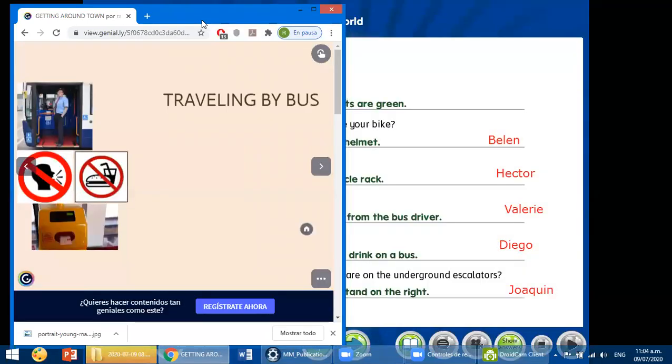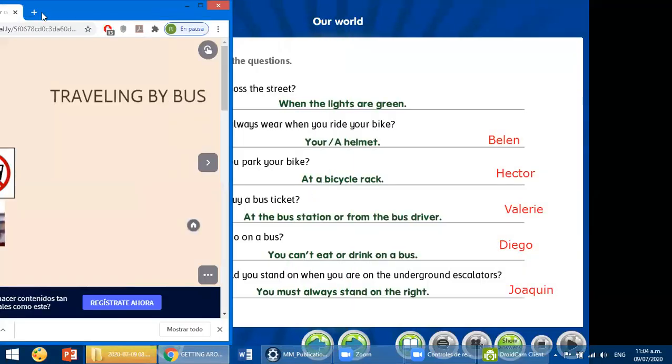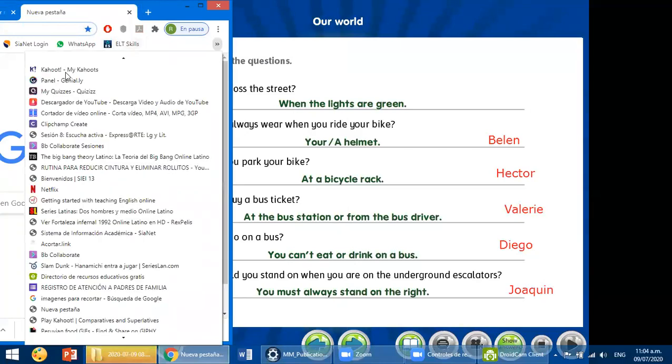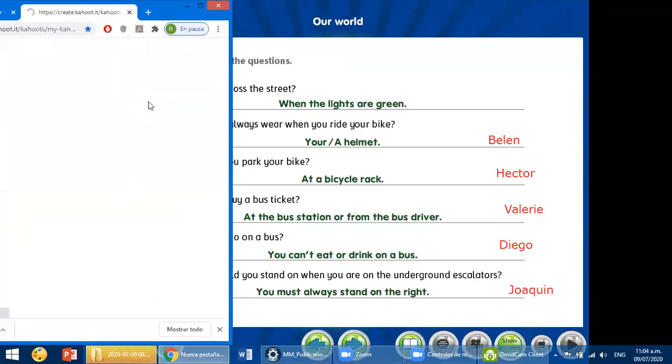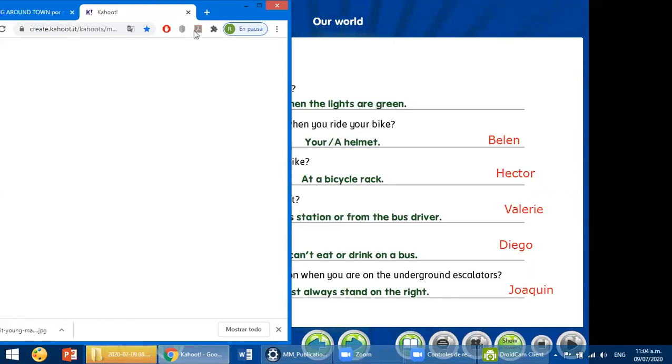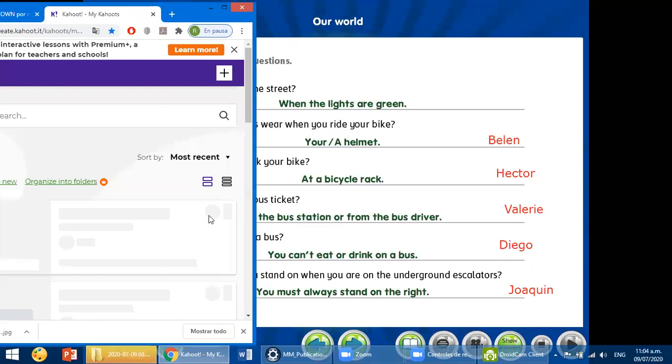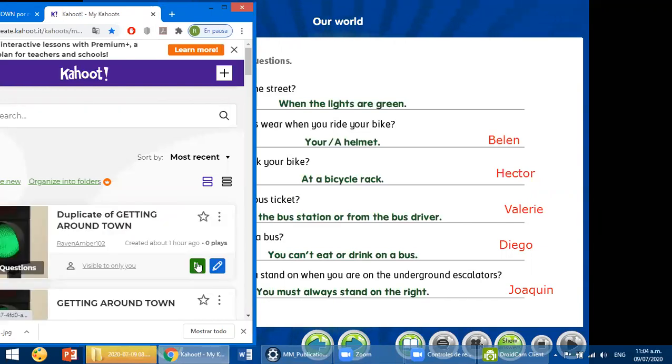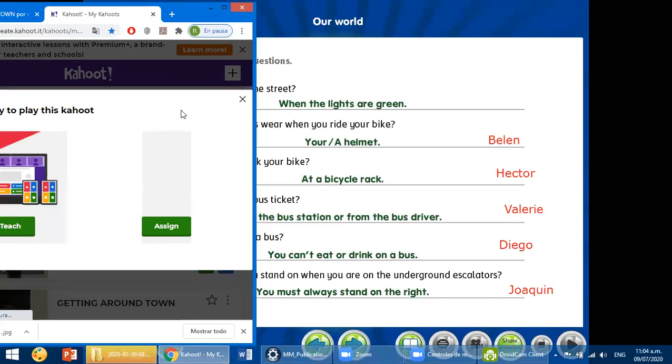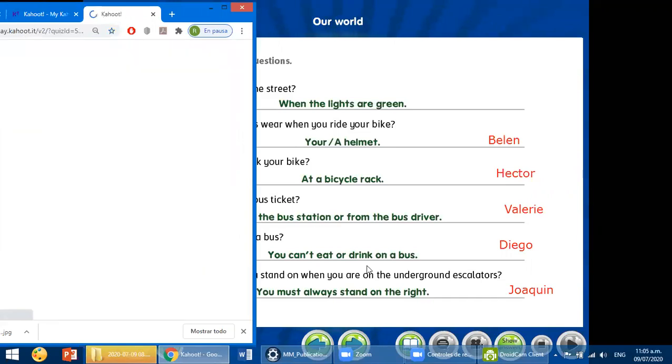If you didn't finish, it's here, okay, the book. Finish, please, the activity. And if you finish, let's open one Kahoot, okay? Remember the vocabulary we have in our books? And the prohibitions, must, mustn't, or can't. Okay, let's see. If you didn't finish, complete this in your books.